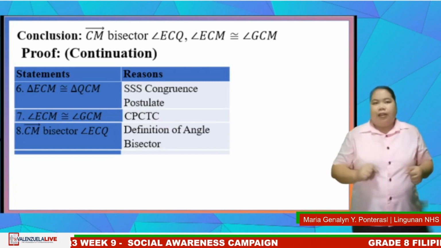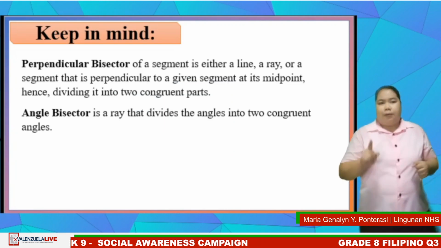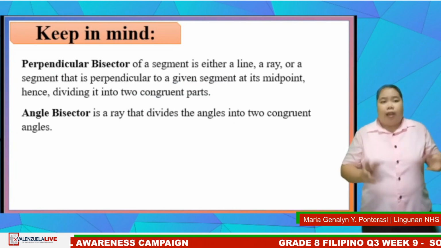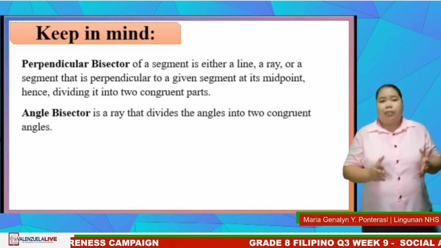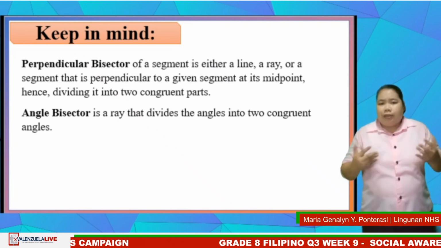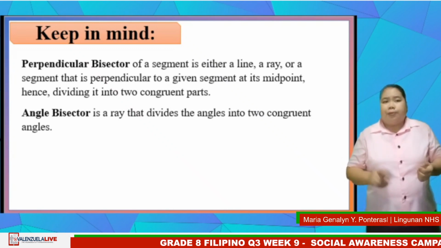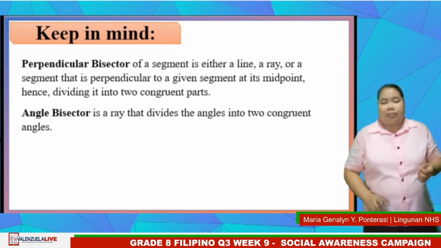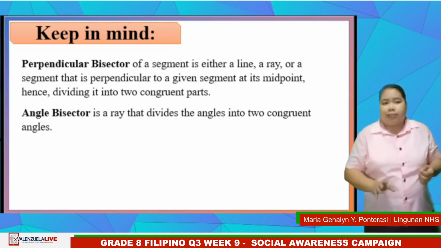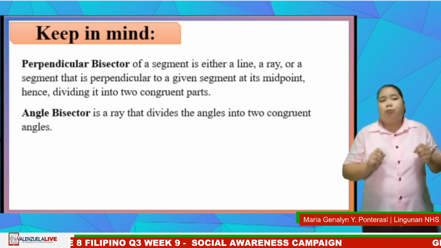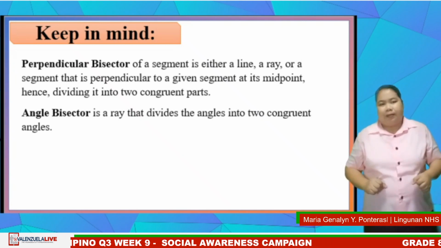Now, let us keep in mind that a perpendicular bisector of a segment is either a line, a ray, or a segment that is perpendicular to a given segment at its midpoint, hence dividing it into two congruent parts. And the angle bisector is a ray that divides the angle into two congruent angles.